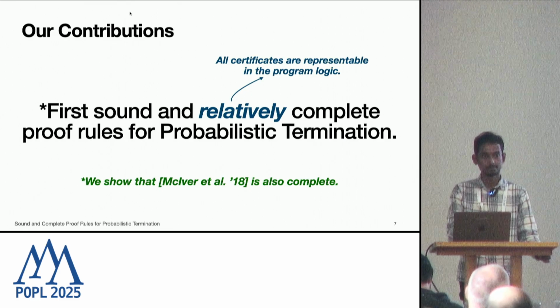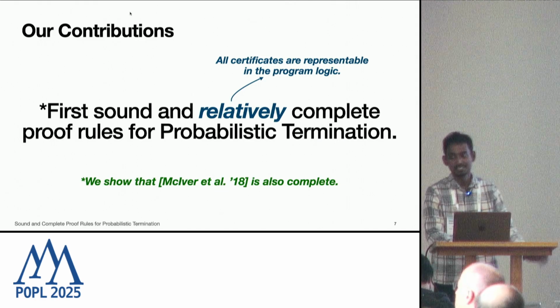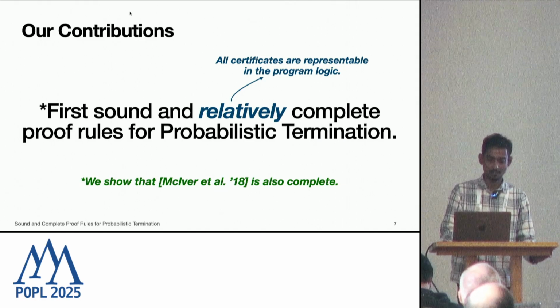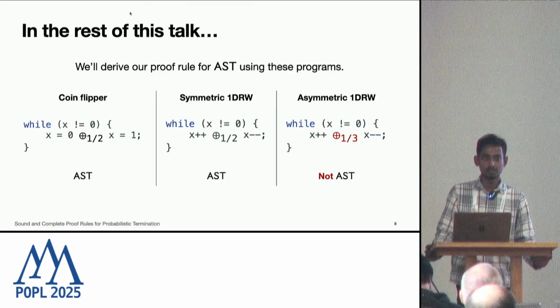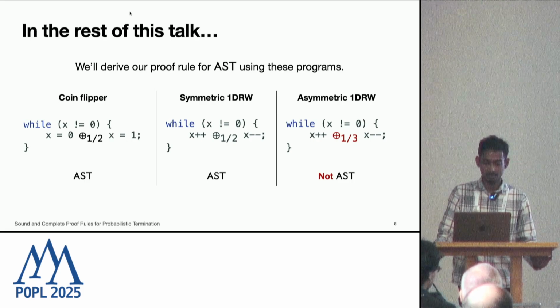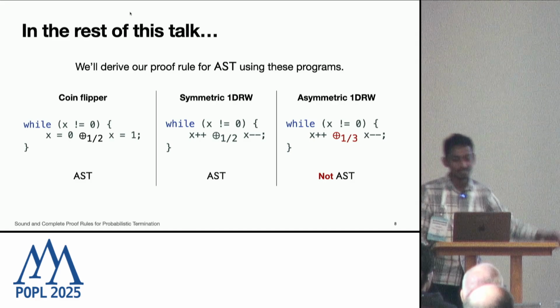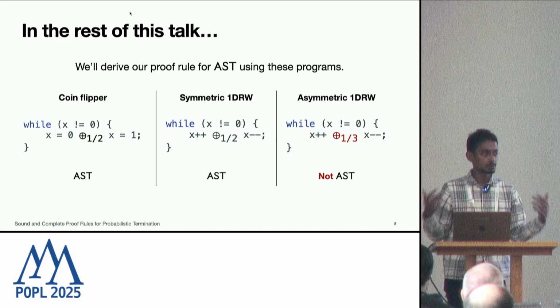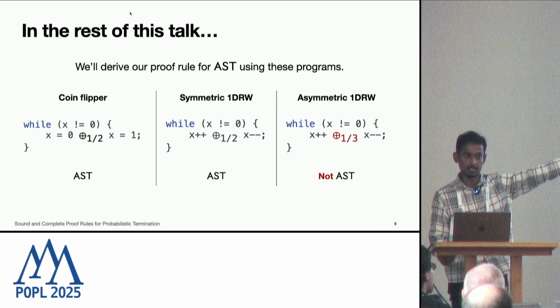Okay. So I don't have a lot of time in this talk, so I'm going to focus in the rest of the talk on qualitative termination. All right? I will derive our proof rule for qualitative termination, which was also called almost sure termination. That's what AST stands for. And I will derive our proof rule for qualitative termination by analyzing these three example programs.